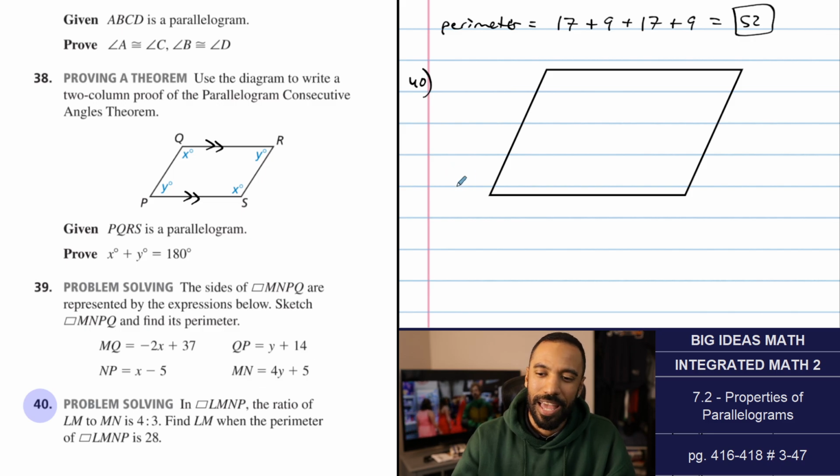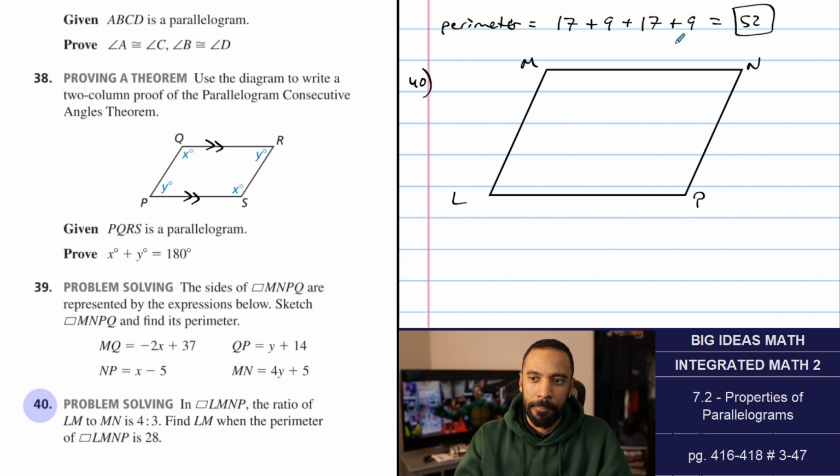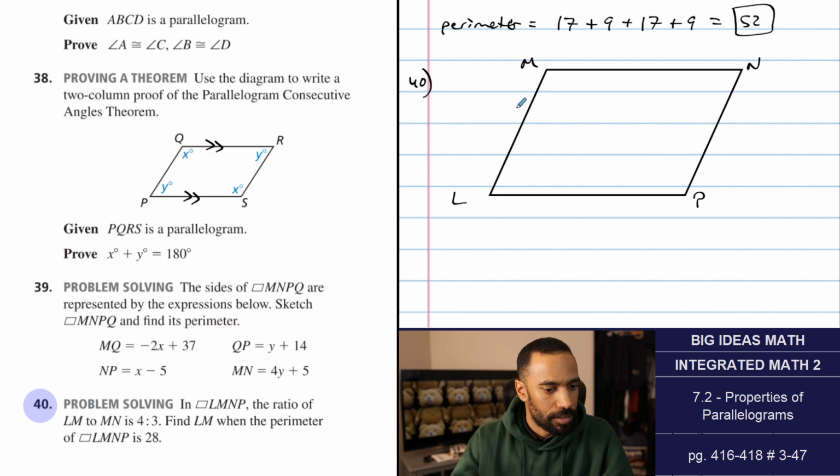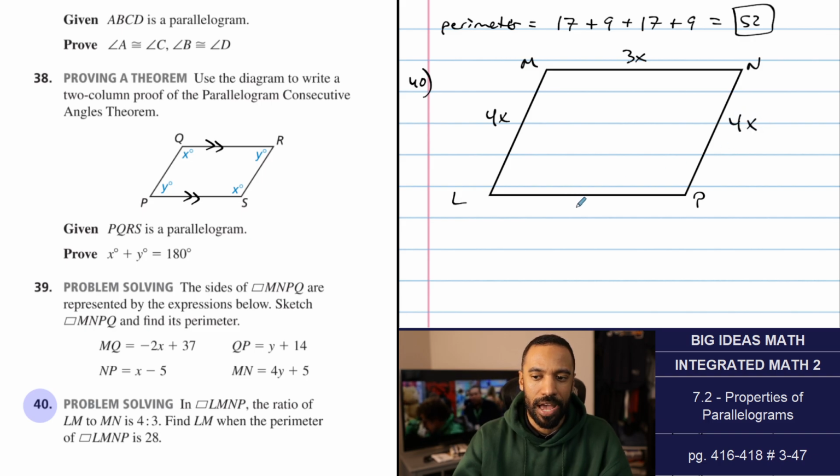Let's draw it. L, M, N, P. Nothing's drawn to scale. I'm just drawing this thing out. It says the ratio of LM to MN is 4:3. So whatever this is, it's not 4 times bigger, but it's 4:3. 4 times some amount and 3 times some amount. So we can work it out that way.